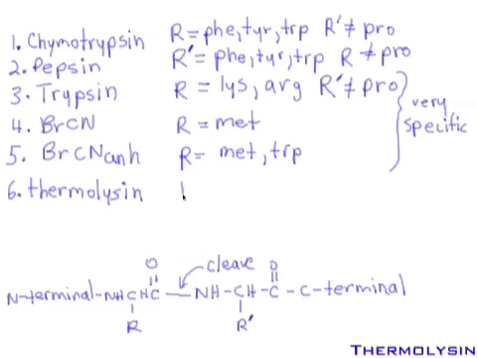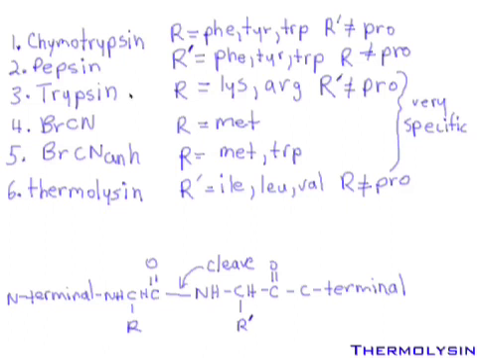Thermolysin is an enzyme that will cleave when the enzyme R' groups are isoleucine, leucine, and valine. Note that the R group cannot be proline. Now, thermolysin is also known to cleave phenylalanine, tyrosine, and tryptophan, but we're just going to require you to learn these and apply these in this course.